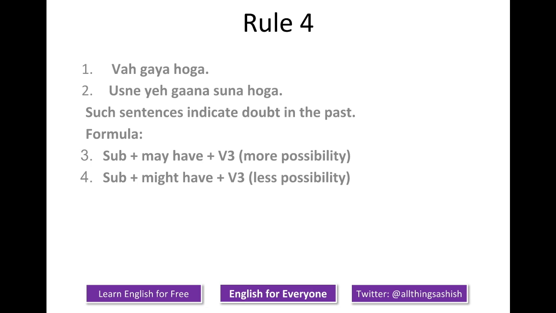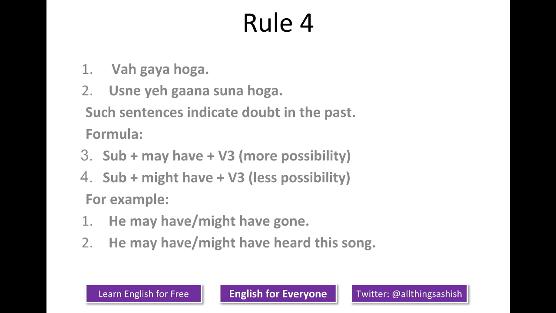And the second way to translate such sentences is subject plus might have plus the third form of verb, and there is less possibility when you use might have plus V3. For example, he may have or might have gone. He may have or might have heard the song.